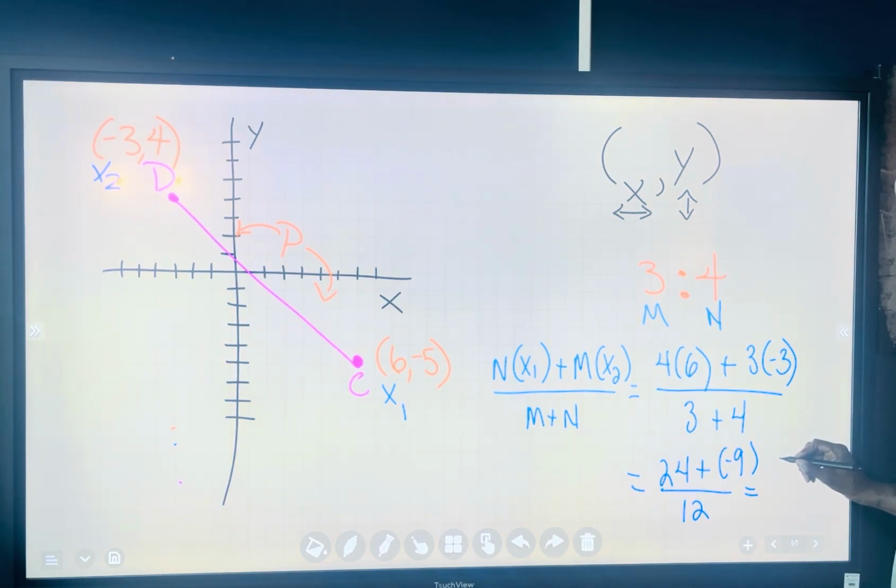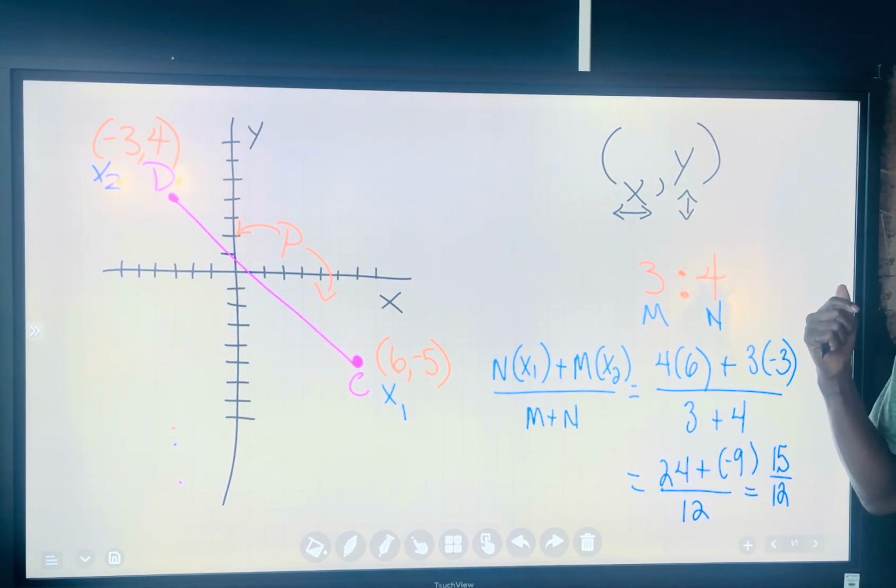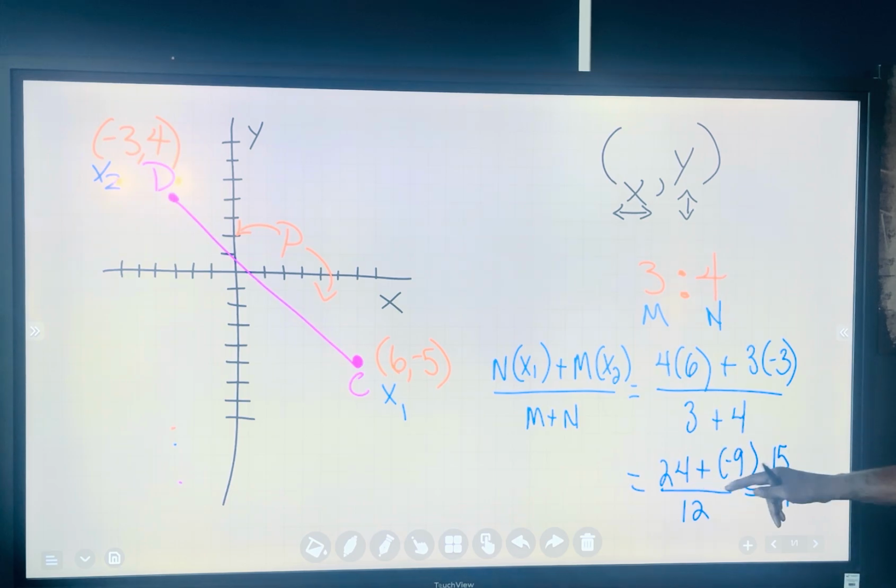Yeah. 15 over 12. Wait, let's do what you. Yeah. How'd you get the ratio? This ratio, yeah, they're going to give it to you.